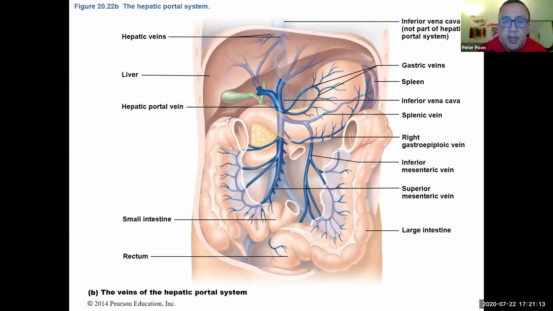So you see all these veins from the spleen, from the gastric veins, from the inferior mesenteric, superior mesenteric veins, they all drain into the hepatic portal vein here into the liver.